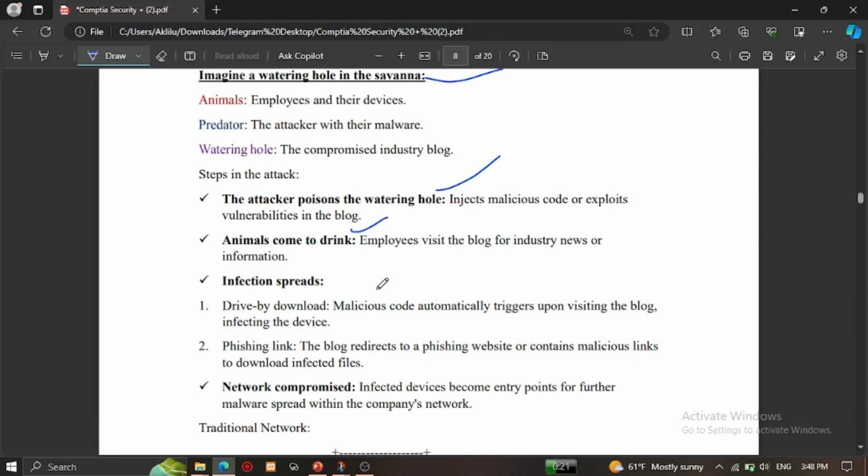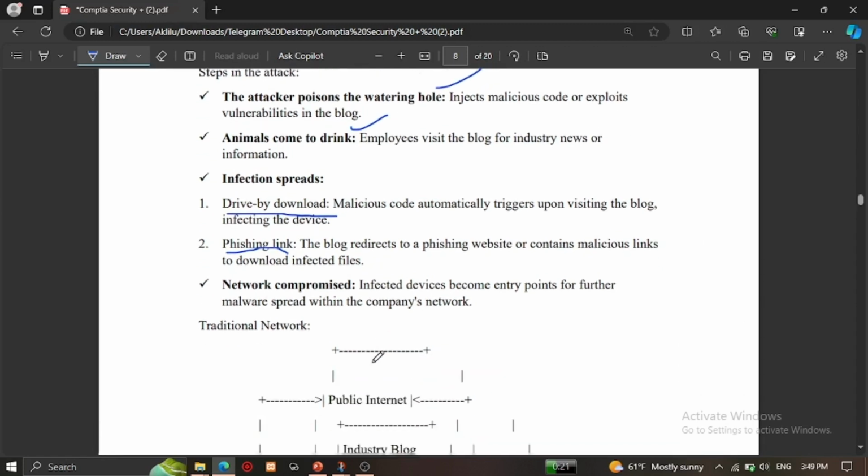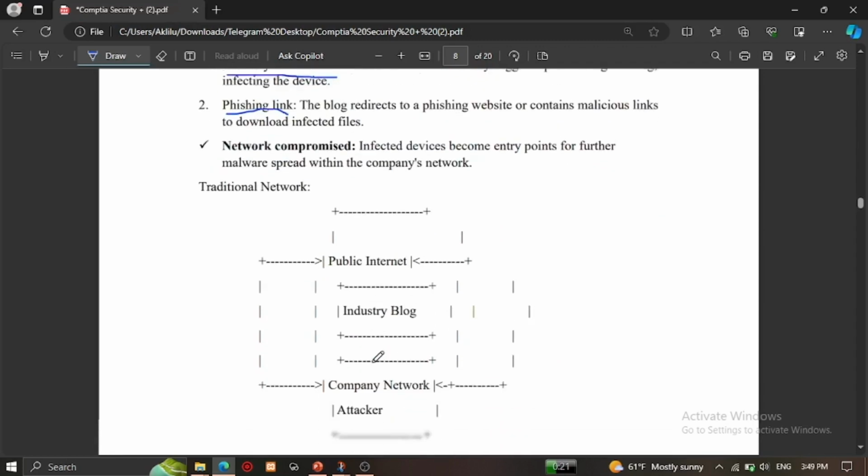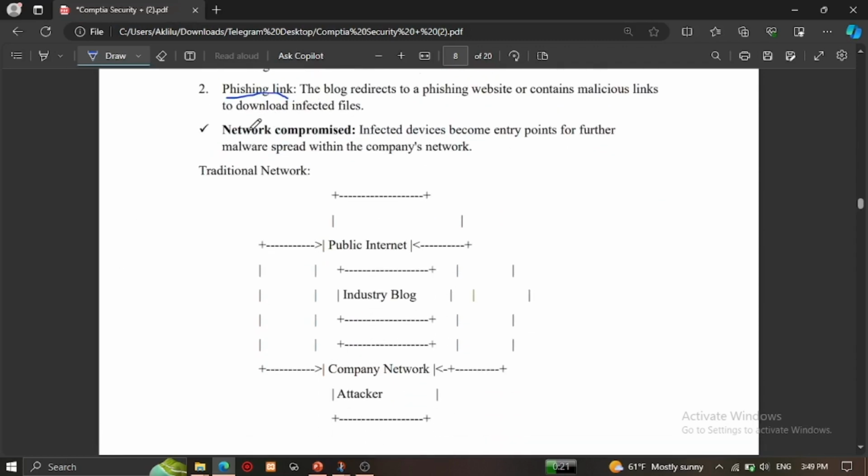So now the infection spreads in two ways. The first is drive-by download, when malicious code automatically triggers upon visiting the blog on the infected device. Second is a phishing link. The blog redirects to a phishing website that contains a malicious link to download an infected file. In such a way, the infection spreads. At the end, the network will be compromised. The infected device becomes an entry point for further malware spread within the company network.